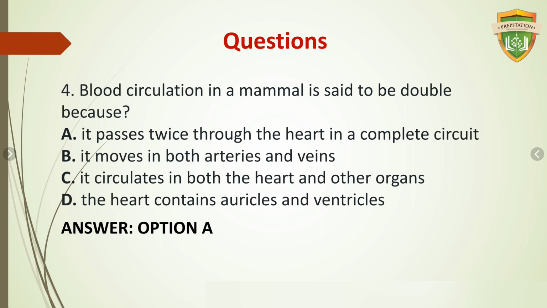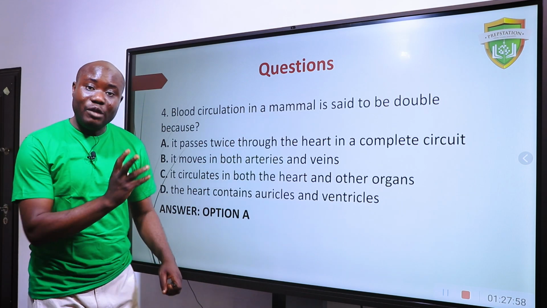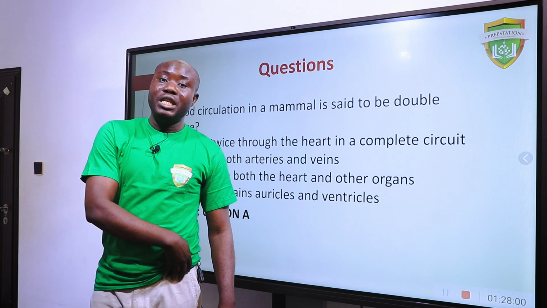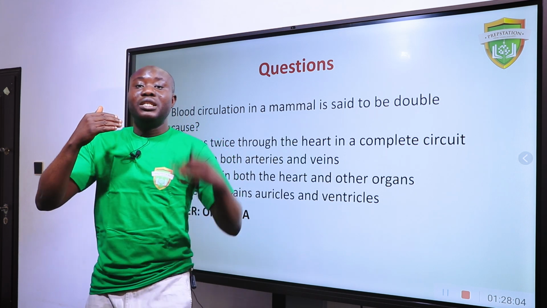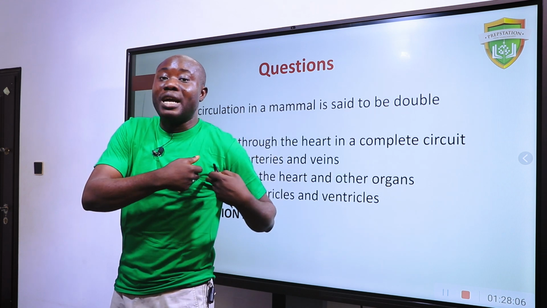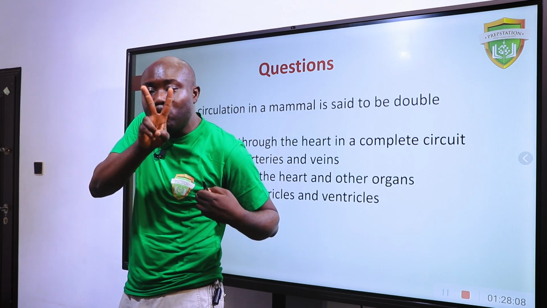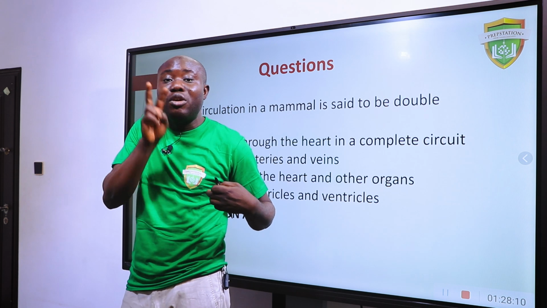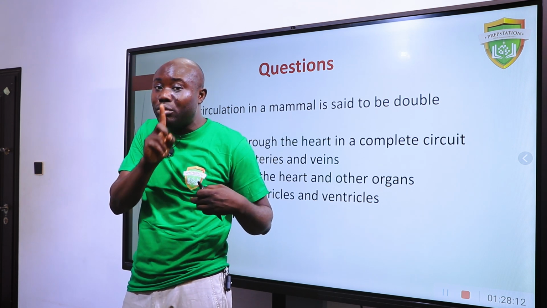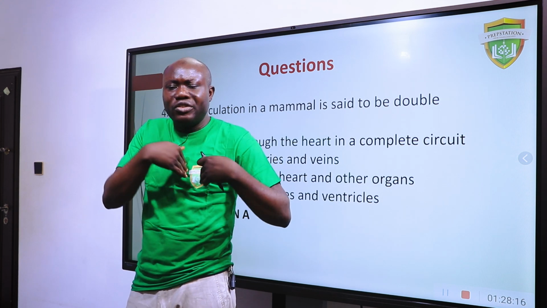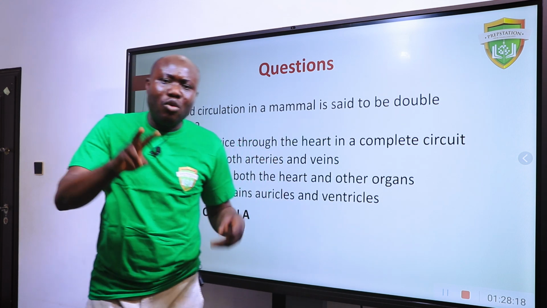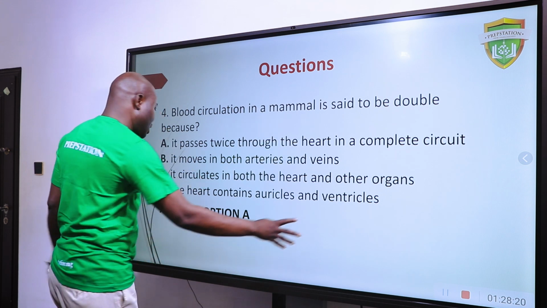Now, look at the diagram I drew for you. You will discover that the blood comes from the body, goes to the heart, the heart sends it to the lung for oxygenation, then from the lung it comes back to the heart. So it has passed through the heart 2 times. There are some organisms in which blood passes through just once, for example, fish. You get? But in mammals, blood passes through the heart 2 times. So we have what we call double circulation.